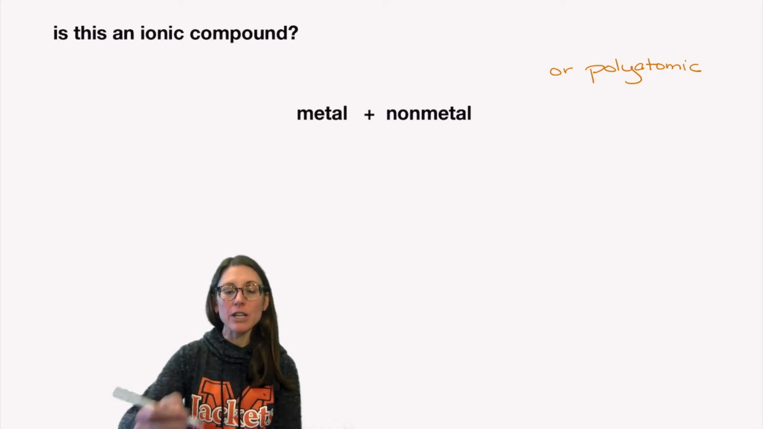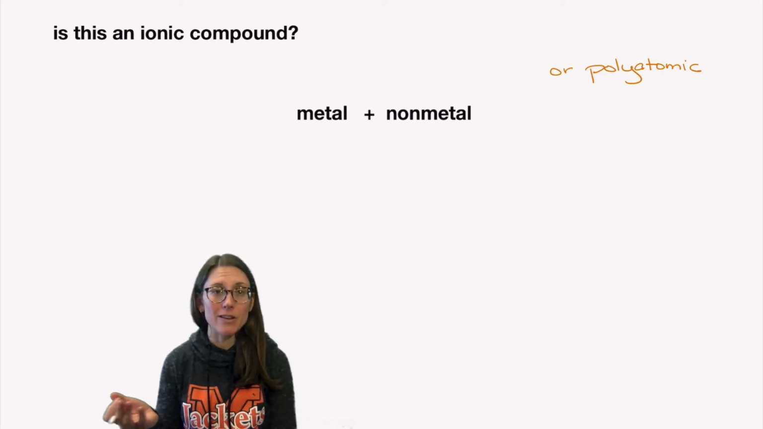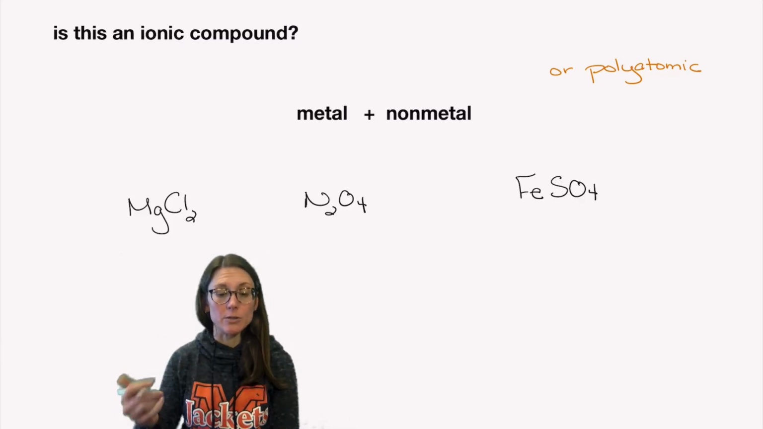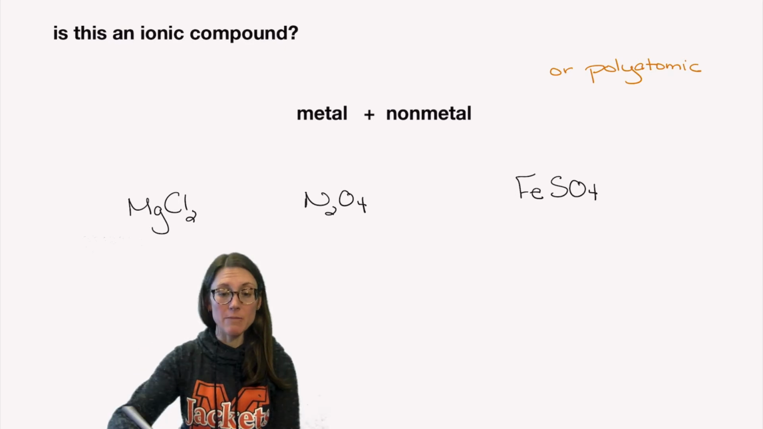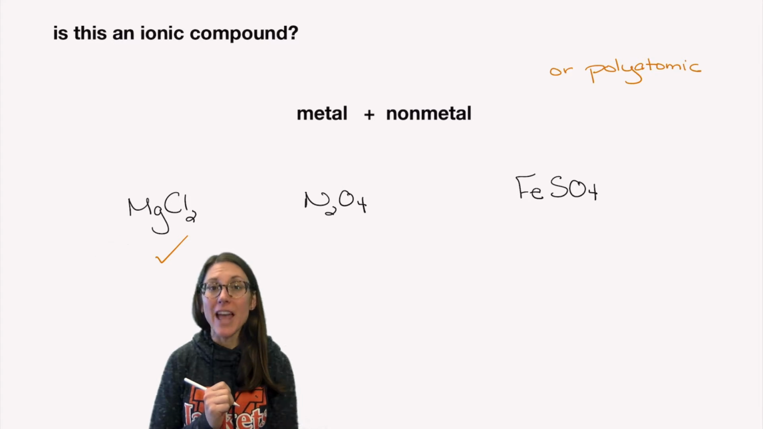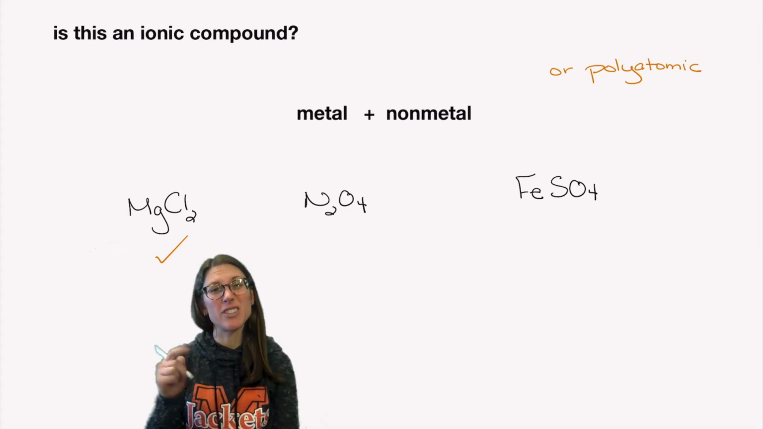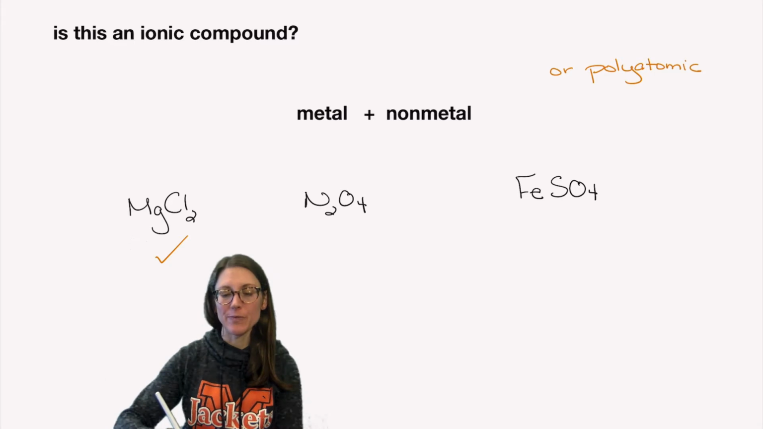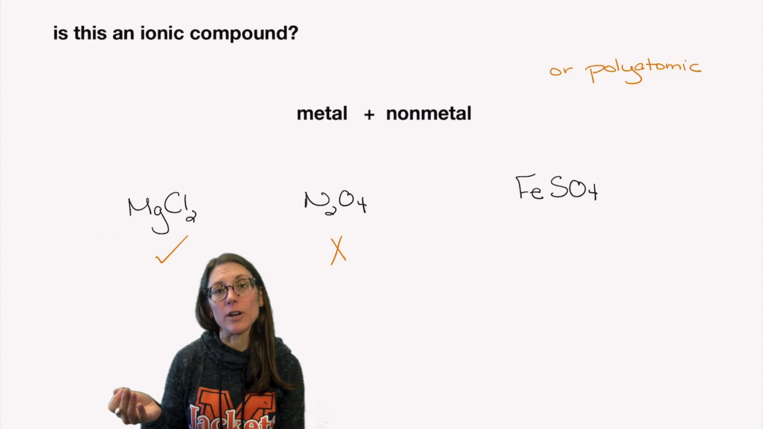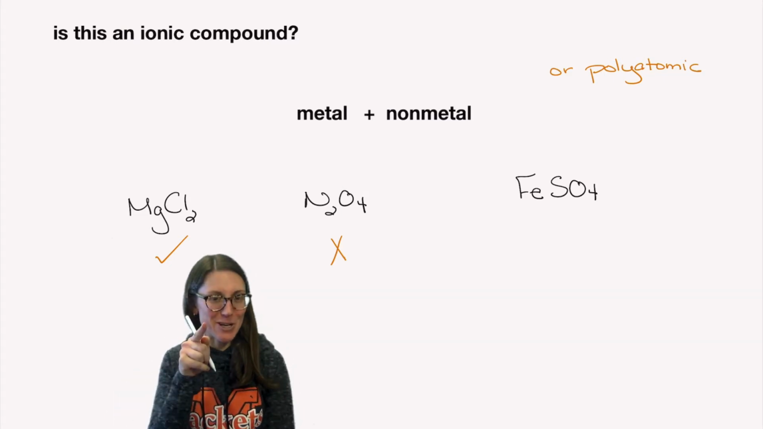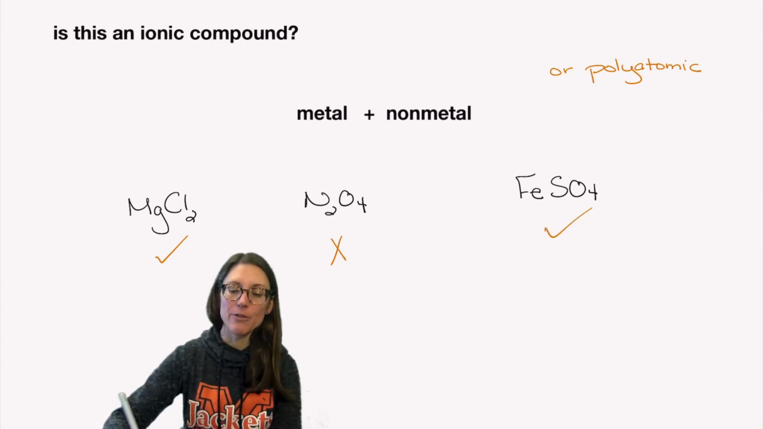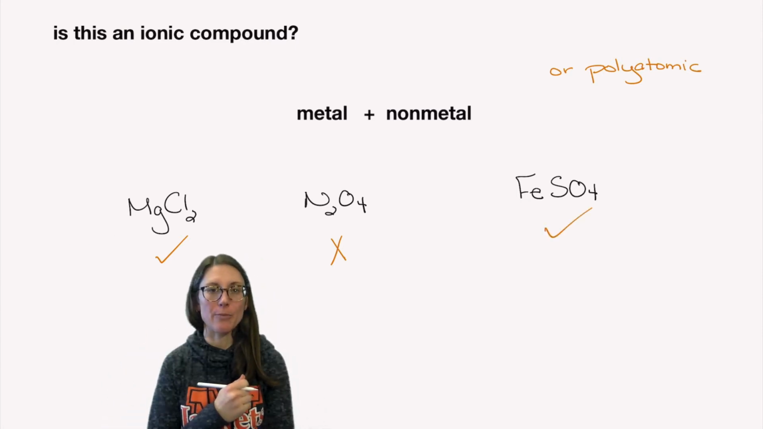So I'm going to write 3 formulas down below, and the first thing I need you to think about is: is this an ionic compound? Okay, MgCl2. Magnesium's a metal, chlorine's a nonmetal. Yes, this guy is an ionic compound. N2O4? Both nitrogen and oxygen are on the right corner of the periodic table. Nope, not an ionic compound. FeSO4. Fe's in the middle, but it's a transition metal. So I have a transition metal and a nonmetal polyatomic ion. So double the fun. Yes, I have ionic compounds.